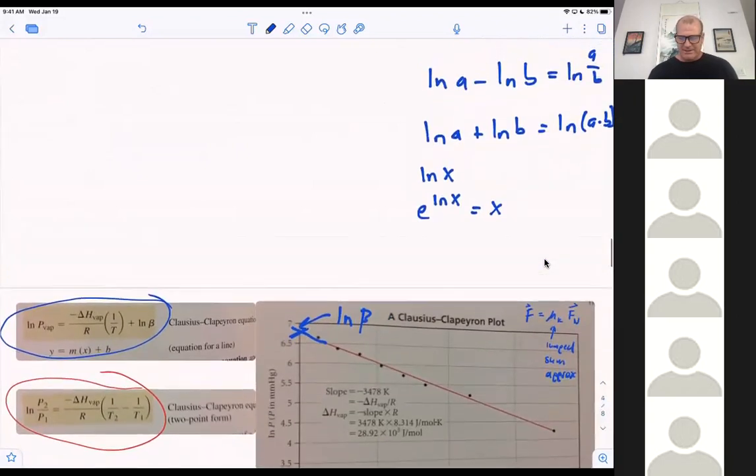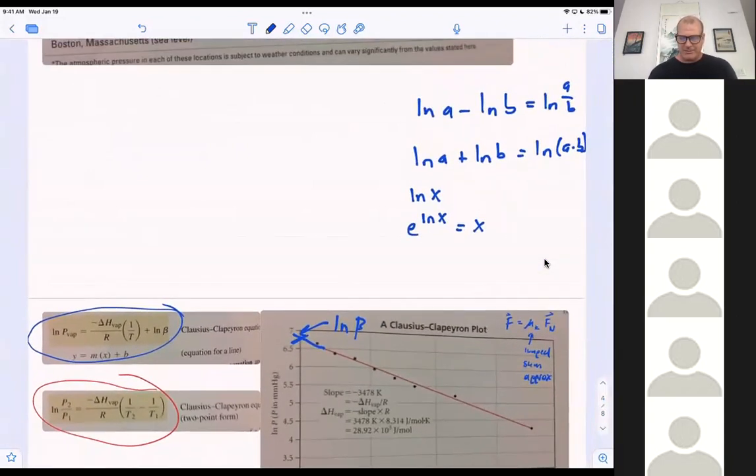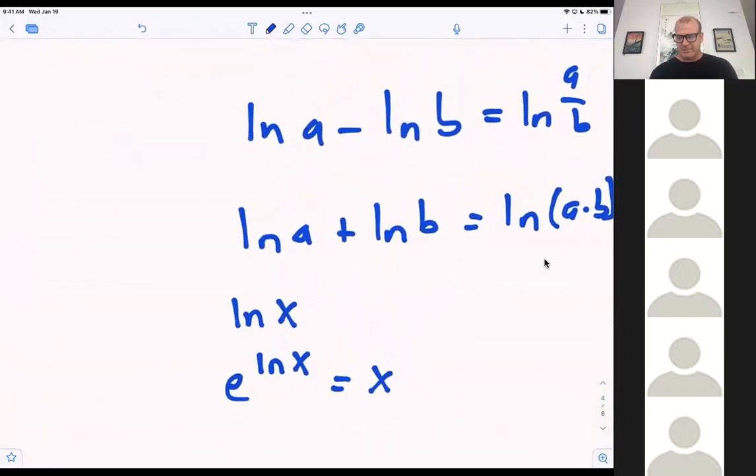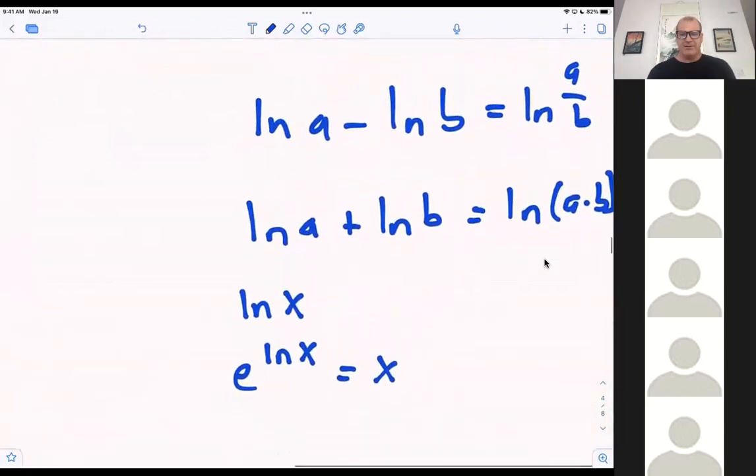Next, I'm going to derive this equation for you. If you remember some of the rules of logarithms from pre-calc, if you take the natural log of A subtracted from the natural log of B, that's the same as the natural log of A divided by B.